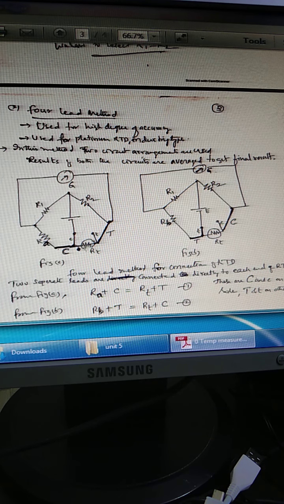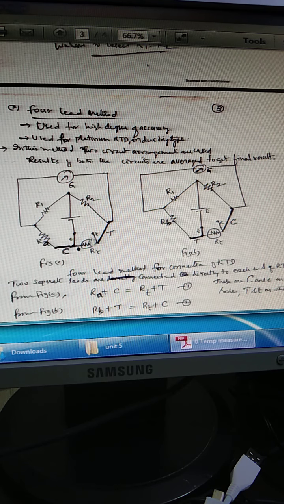So when temperature changes here, the bridge will be unbalanced. Therefore, this galvanometer reads some value. To get the balanced condition again with the galvanometer reading 0, you vary RA. Vary RA until the balance is re-established and note down the value of RA. So in that case, RA plus RC is equal to RT plus capital T.